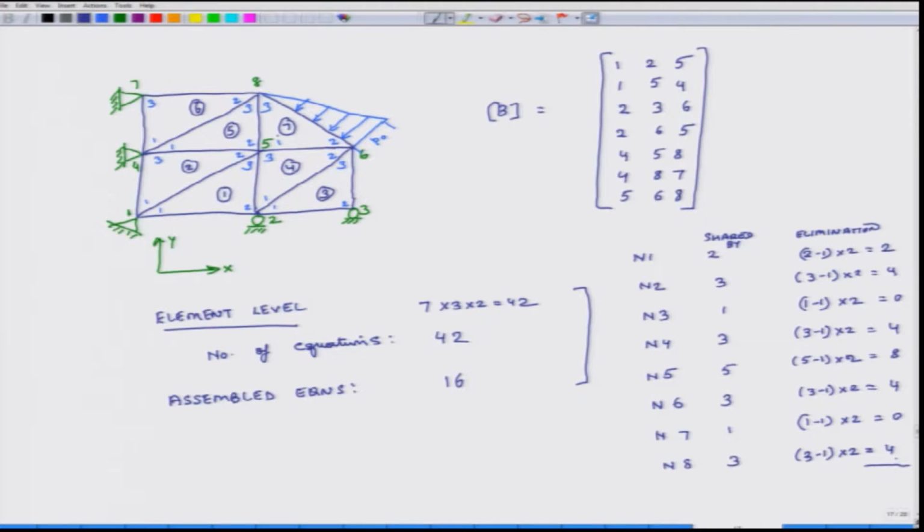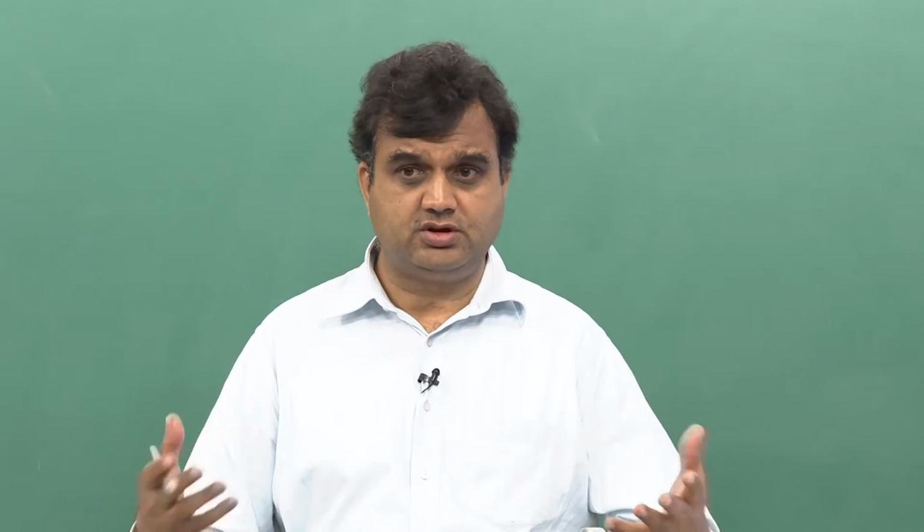Add them up together. 2, 4, 6, 10, 18, 22, 26. 26. What is the difference? 42 minus 26 equals 16. Okay. So, we get 16 assembled equations because all these things are getting eliminated. Which degrees of freedom are getting eliminated? That you can see either from the picture or from this connectivity matrix. Okay. So, this is important to understand. So, the elimination process of variables is same, there is no difference.